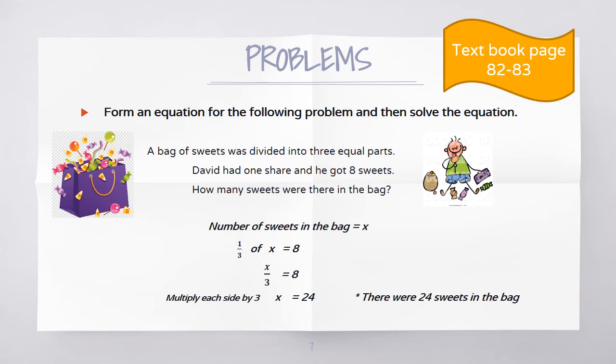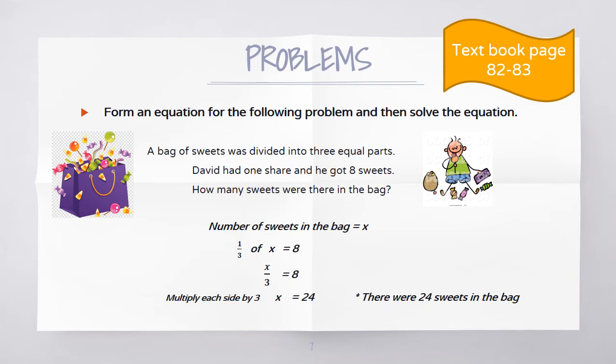A bag of sweets was divided into 3 equal parts. David had 1 share and he got 8 sweets. How many sweets were there in the bag? So here we don't know the number of sweets in the bag. Therefore, let's take that value as x. Number of sweets in the bag equals x.